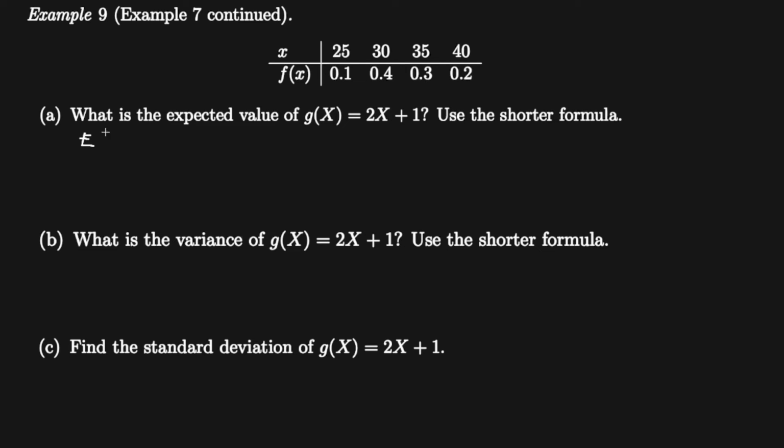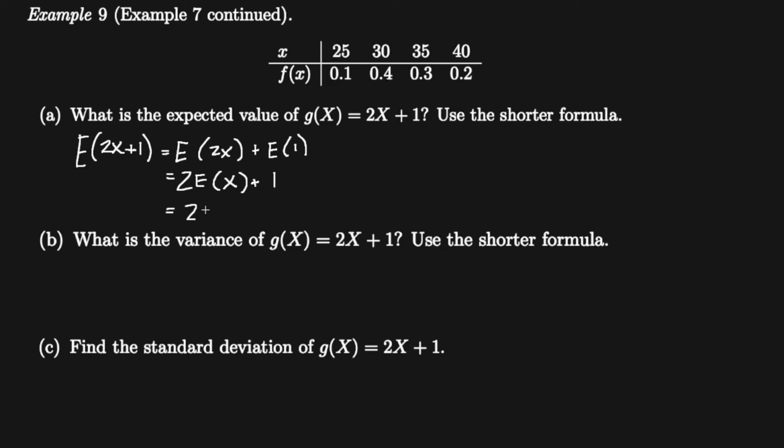So now we can start with part A, which is the expected value of 2x plus 1, which is equal to the expected value of 2x plus the expected value of 1. We can factor out the 2, so we get 2 times the expected value of x plus 1, which we can rewrite as 2 times 33 plus 1, which is equal to 67. Same thing that we got from the last problem, just another way of solving it.